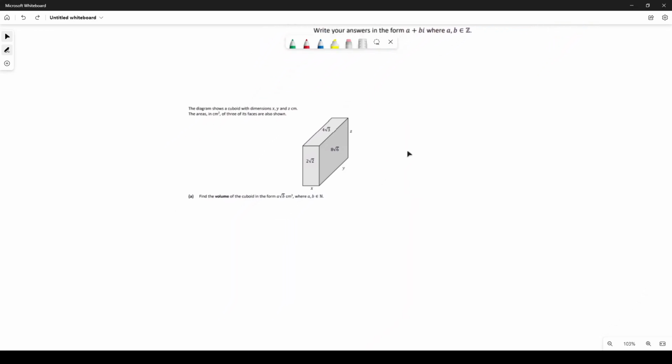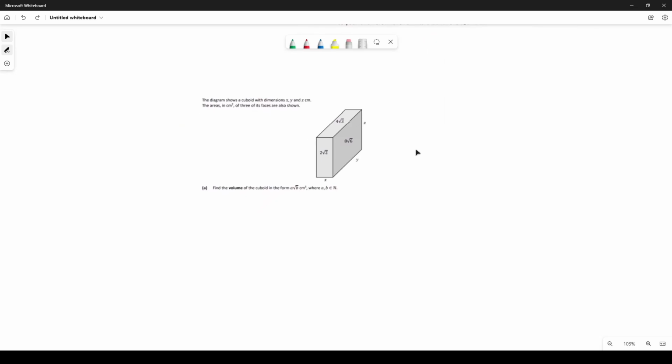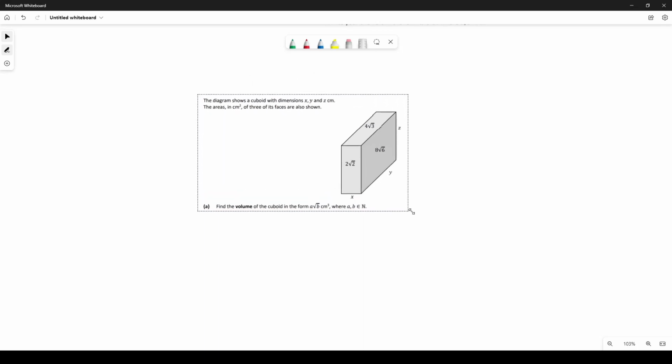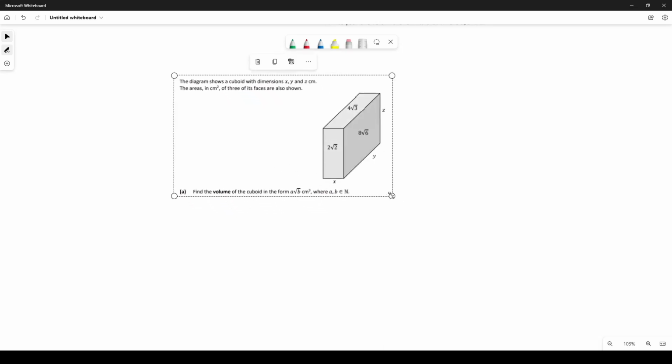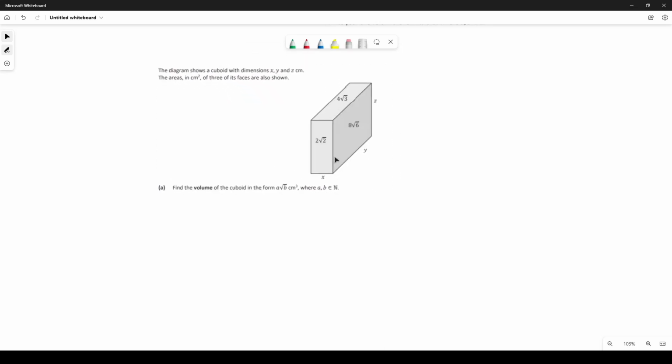For every letter in it, so let's say there's 2 letters, you need that many equations. There's 2 letters, you need 2 equations. 3 letters, you need 3 equations. You'll notice here, this question came up, and this one rocked me for a minute or two. It says the diagram shows a cuboid with dimensions x, y, and z. Now I don't know if this is the optimal way of doing it, but this is the way that works for me.